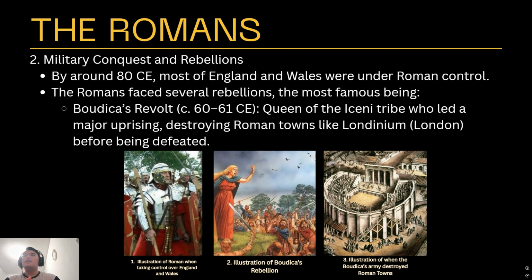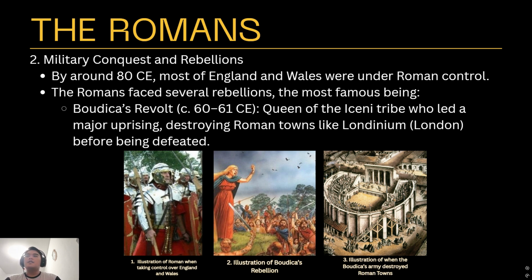2. Military conquest and rebellions. By around 80 Common Era, most of England and Wales were under Roman control. The Romans faced several rebellions, the most famous being Boudicca's revolt. Boudicca, queen of the Iceni tribe, led a major uprising, destroying Roman towns like Londinium, or London, before being defeated.